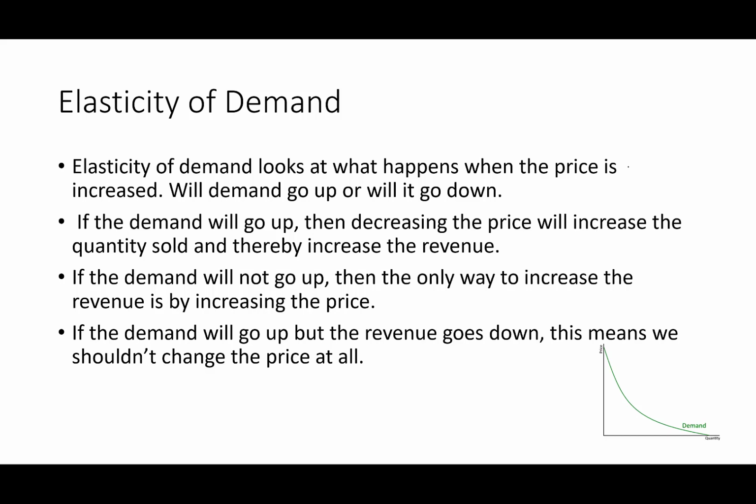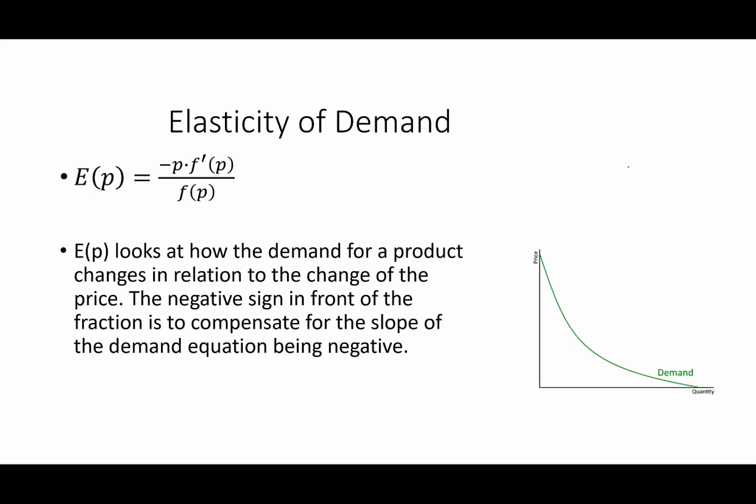Again, our idea is we want to have big revenue, right? Hopefully bigger revenue means bigger profit. So we want to think about these different scenarios of what happens when we change the price. We do have an equation that we're going to be using. It's called E of P, so E for elasticity. It will be negative P times F prime of P over F of P.